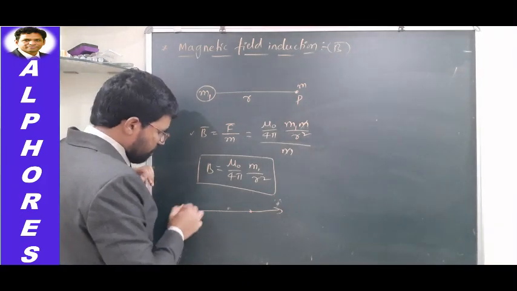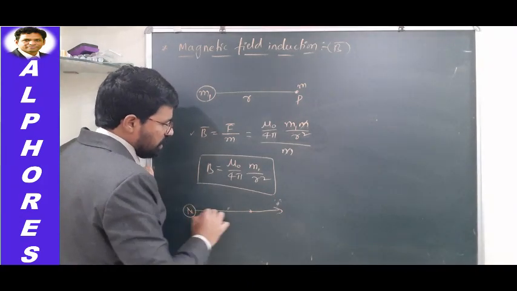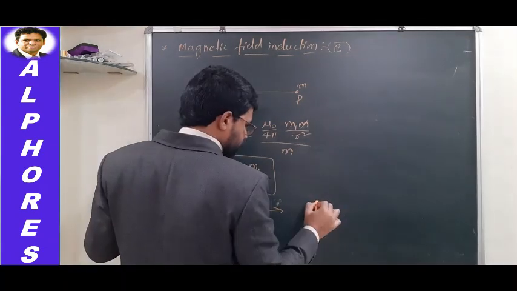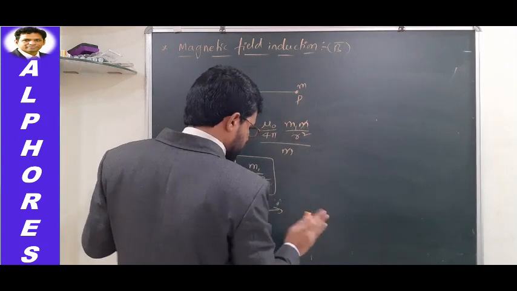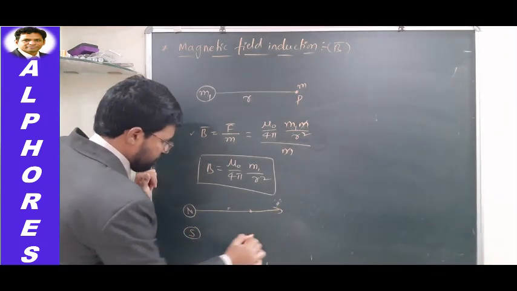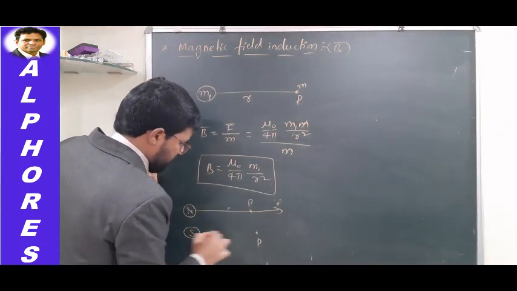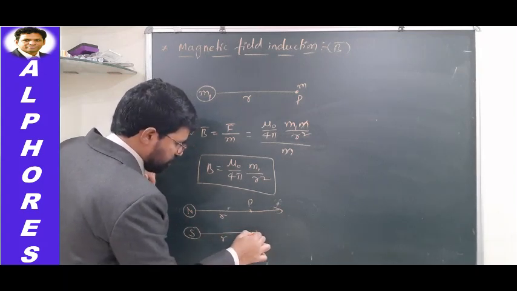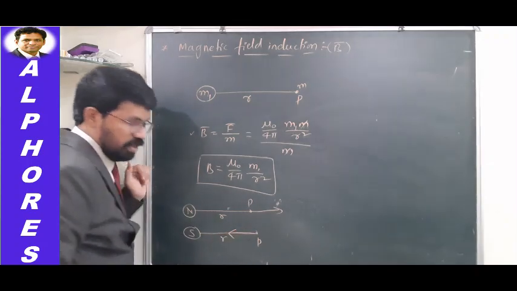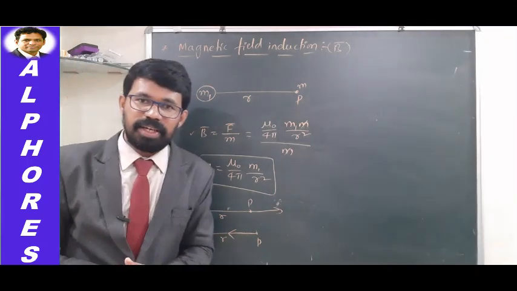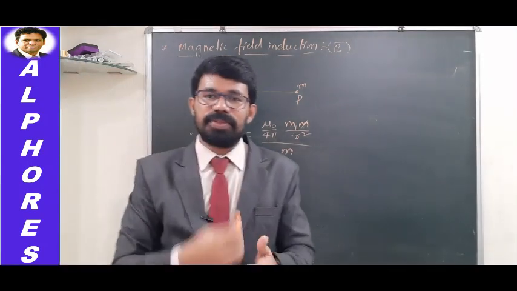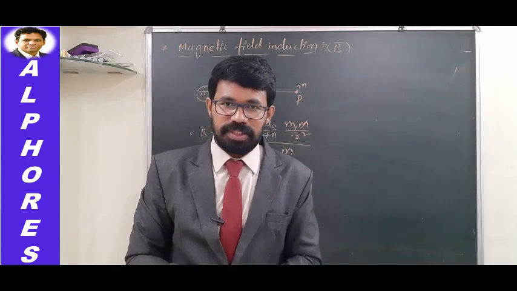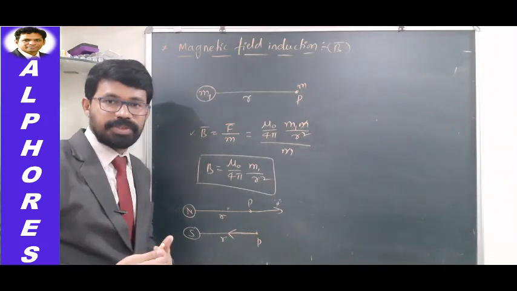In case of North Pole, the magnetic field induction is away from the pole. In case of South Pole, if you take a South Pole like this, with a point P at a distance R, the field induction will be towards the pole, like in case of negative charge, where the electric field strength is towards the charge. Here, field induction is towards the South Pole.